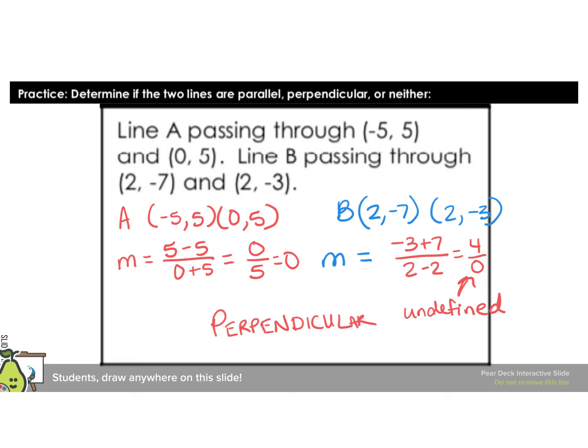Okay, so in this example, you should have found the slope of line A and gotten 0. When you go to find the slope of line B, you would get an undefined slope. So if you have a 0 slope and an undefined slope, then the lines are perpendicular.